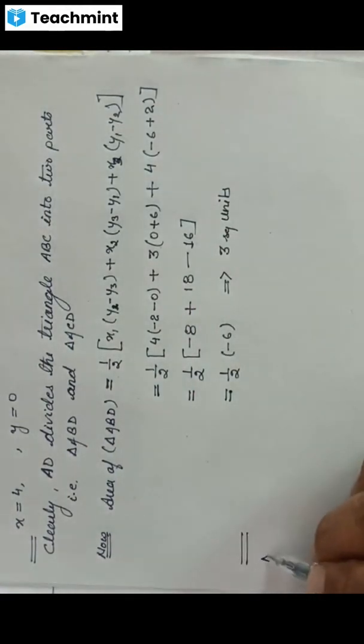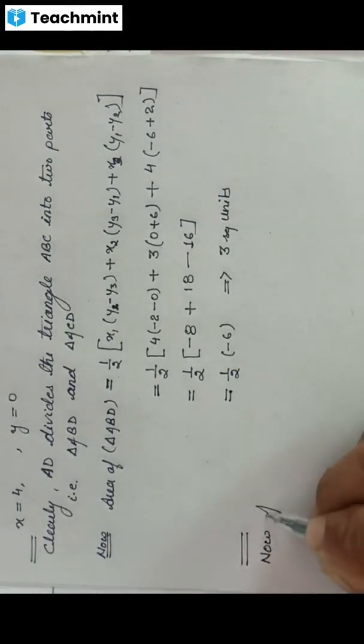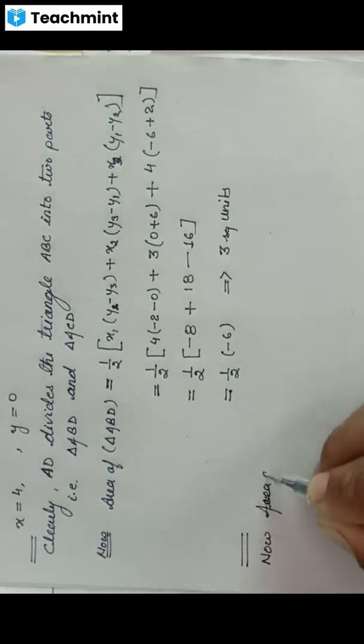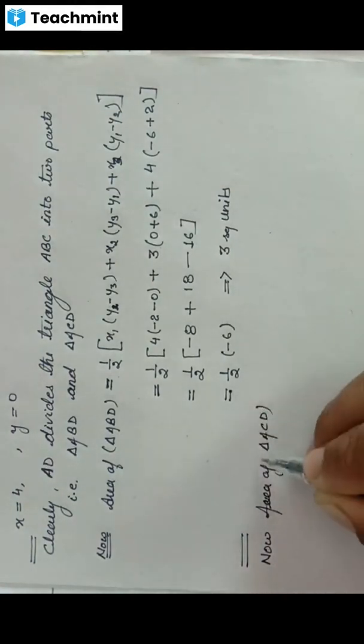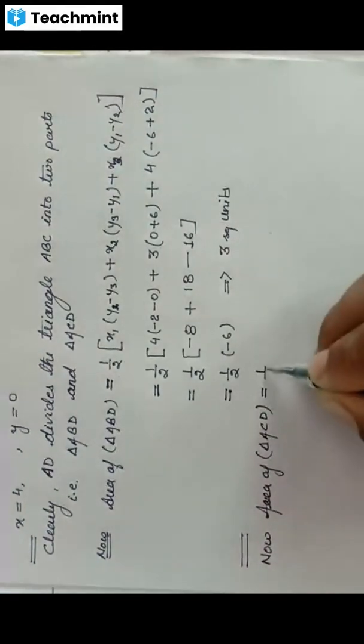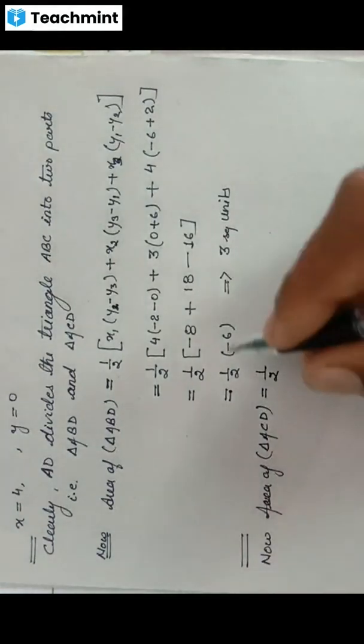Now we will see the other triangle's area, the area of triangle ACD. We are going to find out the area of the triangle. Directly I am going to put the values because the formula is written at the top.